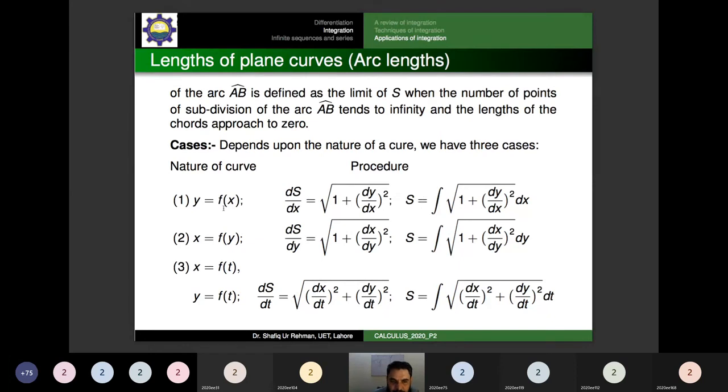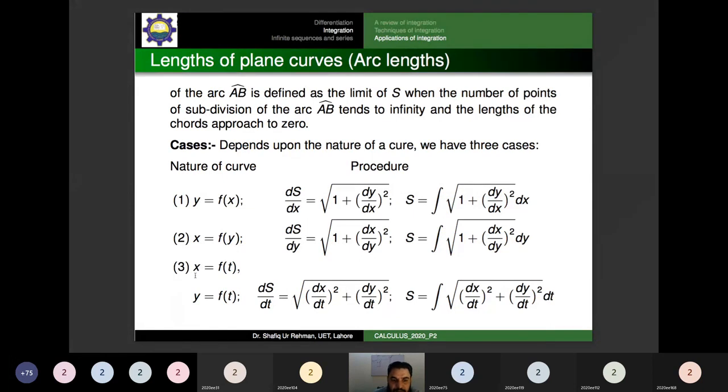Y as a function of x, calculate dy upon dx, and then look into this expression to be integrated with respect to x. X as a function of y, get down with the rate of change of x with respect to y, calculate this whole expression, and then integrate the resultant expression with respect to y. Of course, the limits of integration will be provided to you.